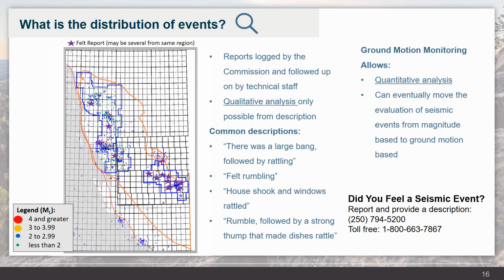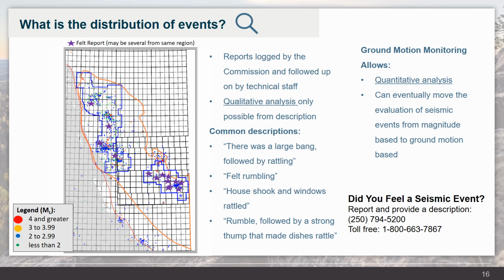Reports from residents provide crucial descriptions of the shaking they experience. This qualitative analysis can be used to determine the intensity of an event. However, it was determined that additional data should be collected to fully assess the impact of earthquakes in these regions, so ground motion monitoring rules were implemented.